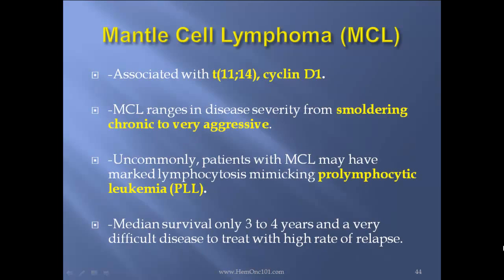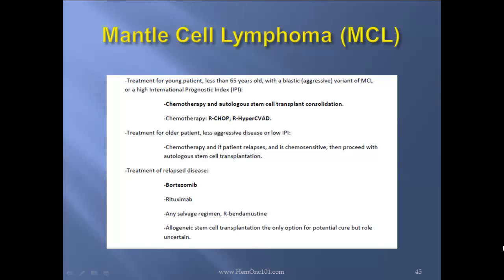Associated with translocation 11;14, cyclin D1, the disease ranges in severity from smoldering chronic to very aggressive. Uncommonly, patients with mantle cell lymphoma may have marked lymphocytosis mimicking prolymphocytic leukemia, the PLL, but they'll be translocation 11;14 positive, and that's how you differentiate the two. Median survival is only 3 to 4 years, and it is a very difficult disease to treat with a high rate of relapse.